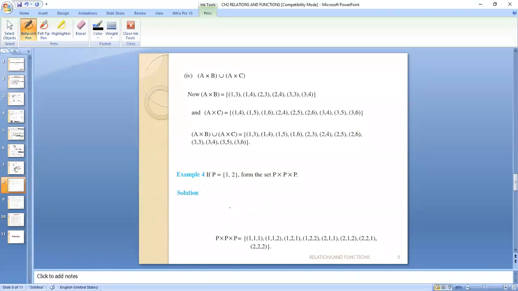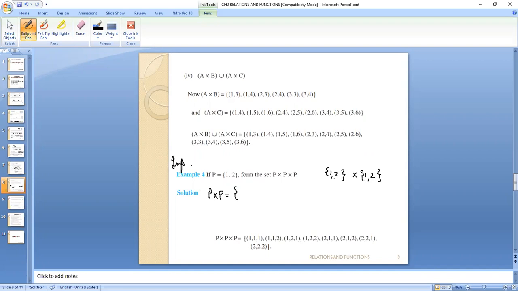You have to find this set. This type of question is also important. How will you find it? P is the set {1, 2}, so for P cross P you will write the set {1, 2} with {1, 2}. I am writing {1, 2}, which you will multiply with {1, 2}. First I am finding P cross P.